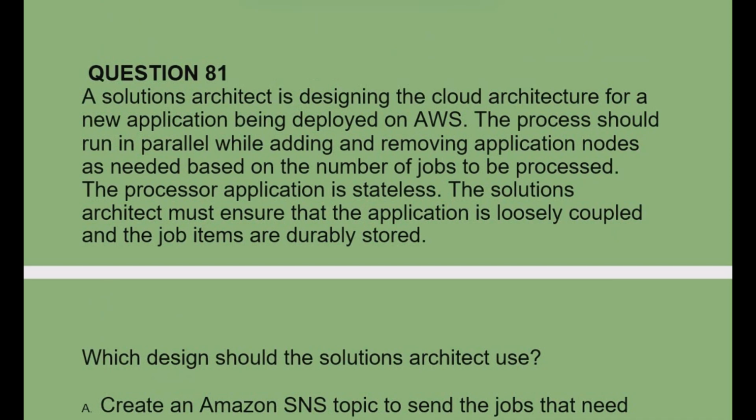Question is, a solution architect is designing the cloud architecture for a new application being deployed on AWS. The process should run in parallel while adding and removing application nodes as needed based on the number of jobs to be processed. The processor application is stateless. The solution architect must ensure that the application is loosely coupled and the job items are durably stored. Which design should the solutions architect use?